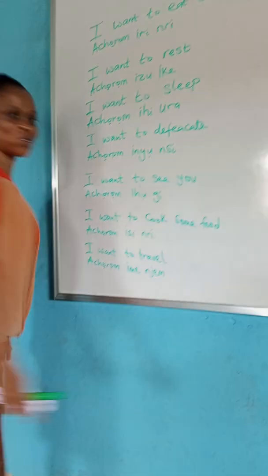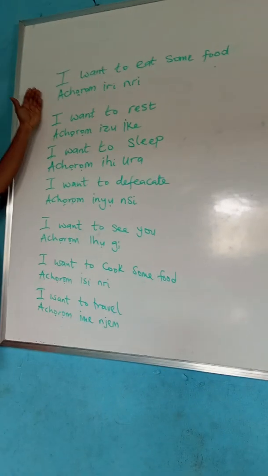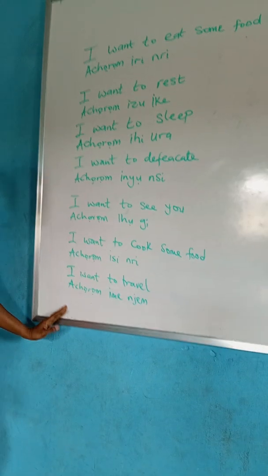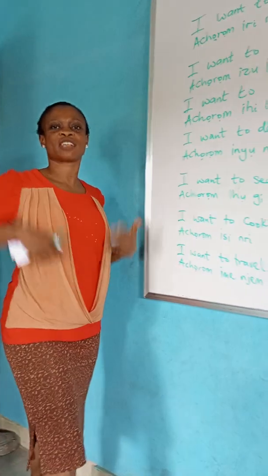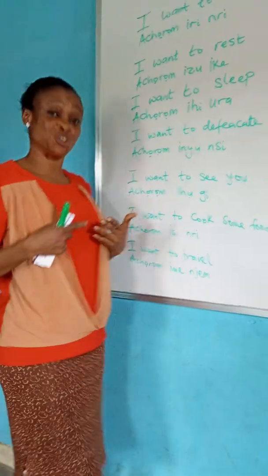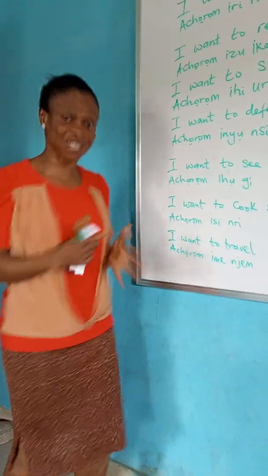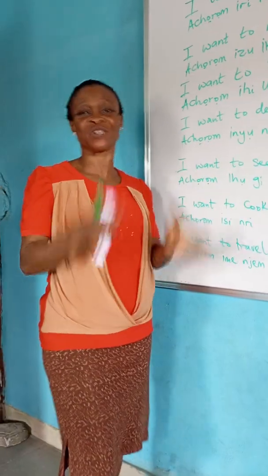Let's look at the book again. These sentences that are written out have to do with the expression of your future actions, what you want to do.